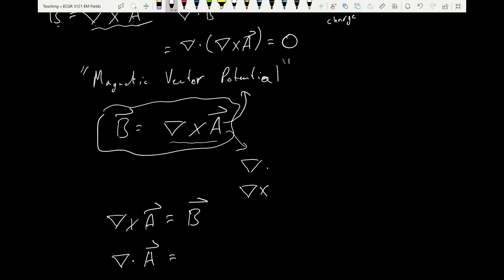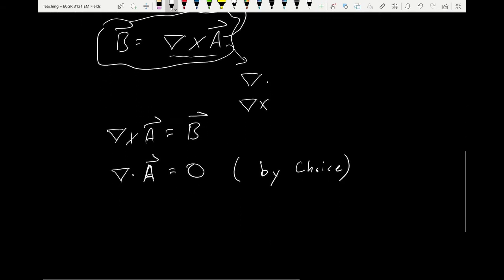It turns out, when the auxiliary field came out to be a vector field, this is not a straightforward answer to give. It turns out the divergence of A is a matter of choice. We could choose A to give us any divergence, but by choice, we make sure that whatever A we select, we select A such that the divergence of A is zero. This is by choice, right?